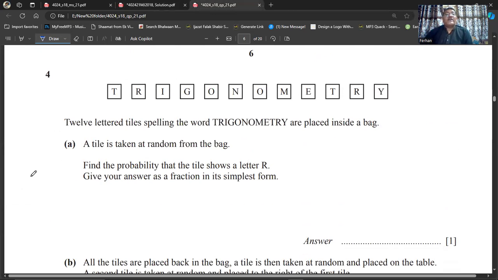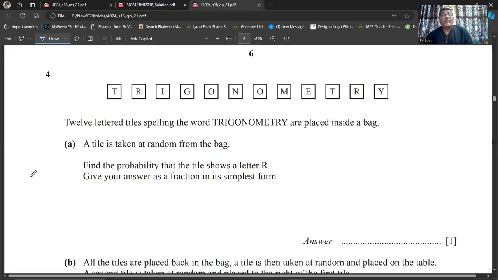Question number 4, it says trigonometry. 12 lettered tiles spelling the word trigonometry are placed inside a bag. A tile is taken at random from the bag. Find the probability that the tile shows a letter R. Give your answer as a fraction in the simplest form.